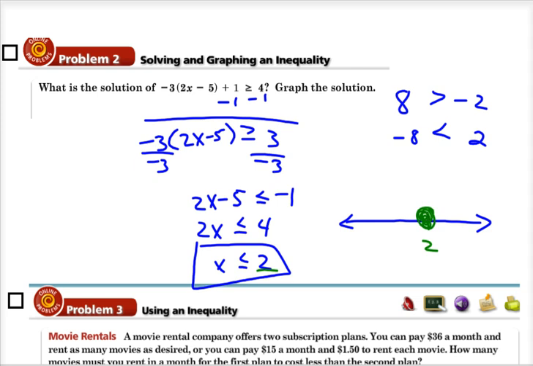If it was just a less than, I'd leave it open because I wouldn't want 2 to be an answer. We're shading things that work, so that's why I need to shade the circle to show that 2 would be an answer, because 2 is less than or equal to 2. What else works? Anything to the left of 2. 1 is less than 2, 0 is less than 2, negative 1 is less than 2, so we're just going to shade all the way to the left. That represents a graph of our answers.